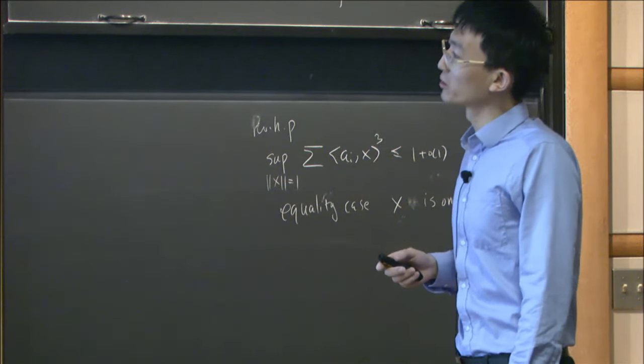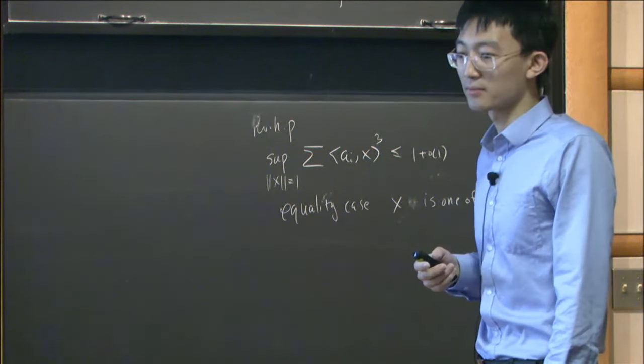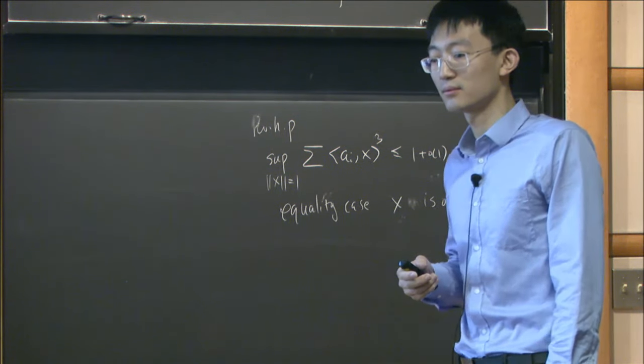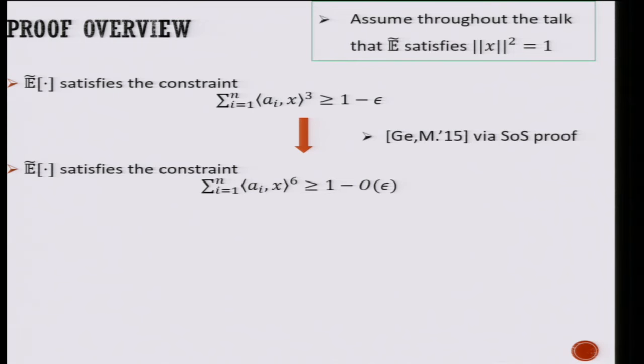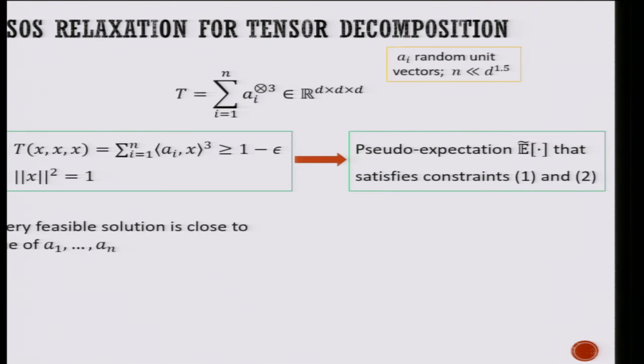And the proof overview. You should say that the semi-definite program only returns a vector solution for the x's. It only returns, at the moment, what's the rounding problem? In our language, it only returns a pseudo expectation. So the question is to get the a_i's from the pseudo expectation, which I'm going to talk about.